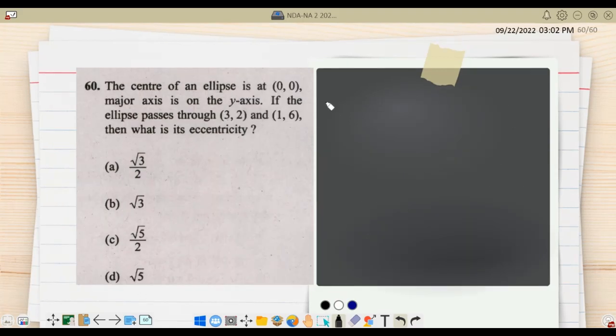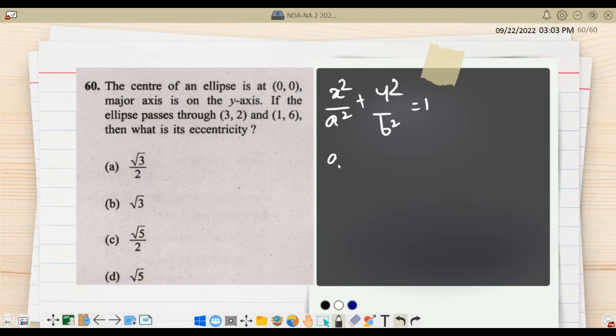Now the final question of today's video. The center of the ellipse is at (0, 0). The major axis is on the y-axis. If the ellipse passes through (3, 2) and (1, 6), what is its eccentricity? So the equation of the ellipse is x square by a square plus y square by b square equal to 1, right? So we're going to apply (3, 2) and then (1, 6). We're going to get some equations and we're going to find the eccentricity.